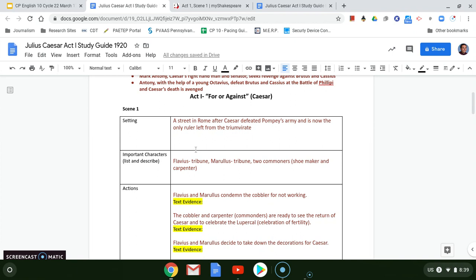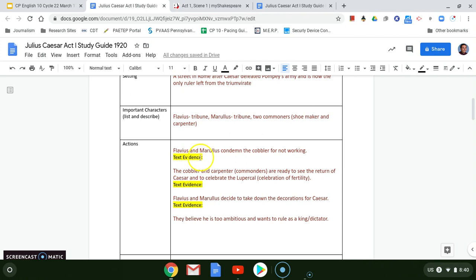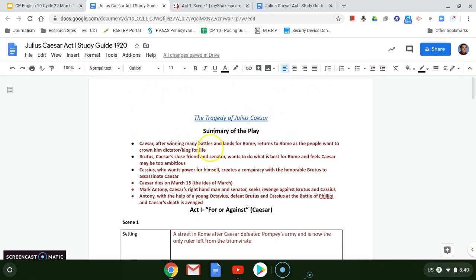You want to make sure you read that, guys. Okay? Because a lot of the answers to the questions at the end will be there. Your job as you read along is to provide the text evidence. Copy and paste. So at the top here is a link to something called My Shakespeare.